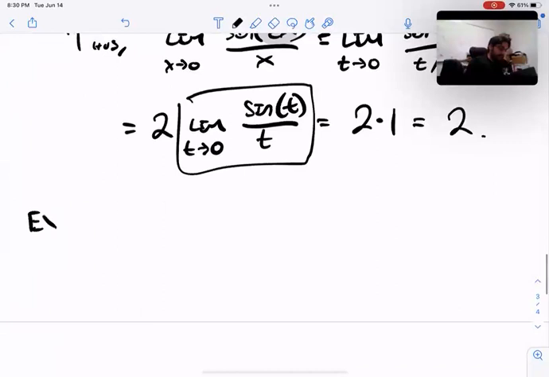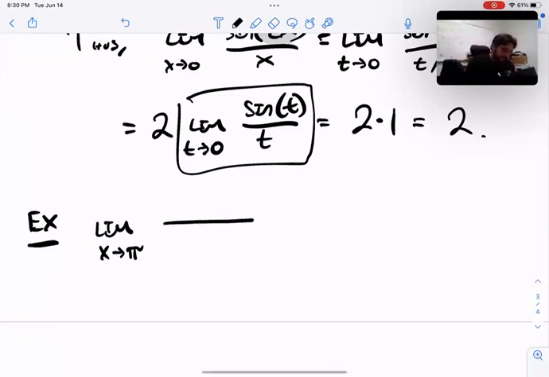Let's look at another. So here is another example, very similar. Suppose I had the limit as x approaches pi, and let's say I have 1 plus cosine x on the bottom, right? And let's say I have x minus pi on top, right? So let's say this is the expression that we're working with.